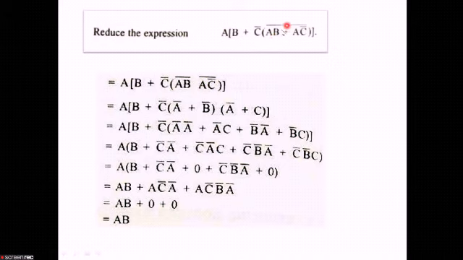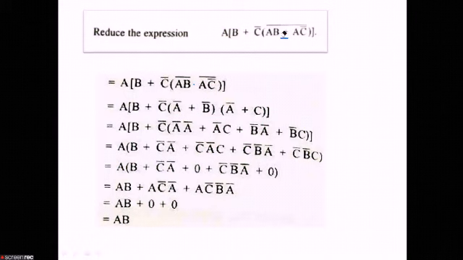Here we have broken the line and changed the sign. That is, it is (A dot B) whole bar dot (A C bar) whole bar. So this plus sign has changed to a dot here. Next is this one.